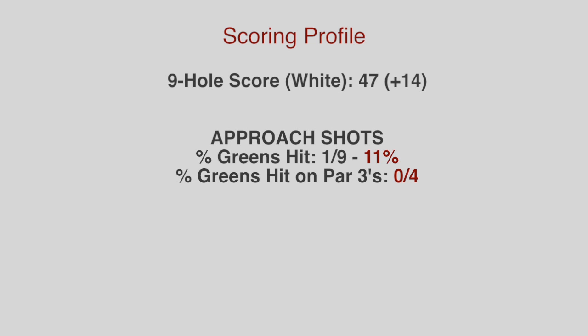Now let's look at your approach shot statistics. For the 9 holes, you hit only 1 green in regulation. Now this statistic includes approach shots from poor lies in the rough, which is why I prefer evaluating a player's approach shot skill by only looking at shots from good lies or tee shots on par 3s. You missed the green on all the par 3s you played during the round.